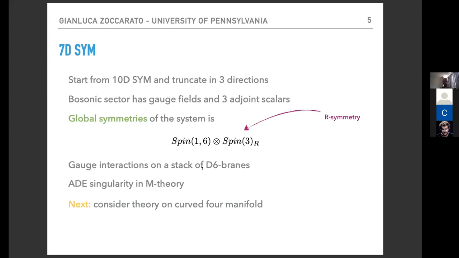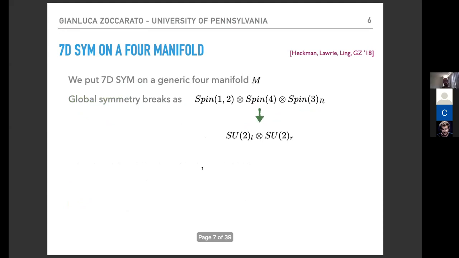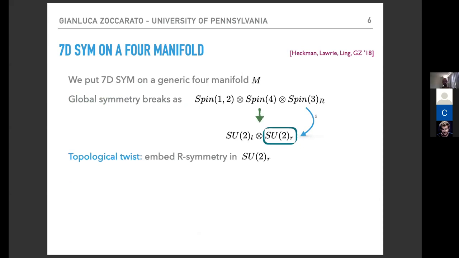Another way to obtain it is to take M theory and put it on an ADE singularity. So what we want to do with this system is to take it on a curved four-manifold. We'll take a generic four-manifold, M. The Lorentz group is no longer the one in seven dimensions. You only have the one in three dimensions, and then you have the holonomy group of the manifold, which is generically SO(4), which splits into SU(2) times SU(2), and then you have the R symmetry, which remains unchanged. To preserve some supersymmetry, you need to perform what is called the topological twist, which basically consists of embedding the R symmetry group, which is SU(2), inside one of the two SU(2)s.